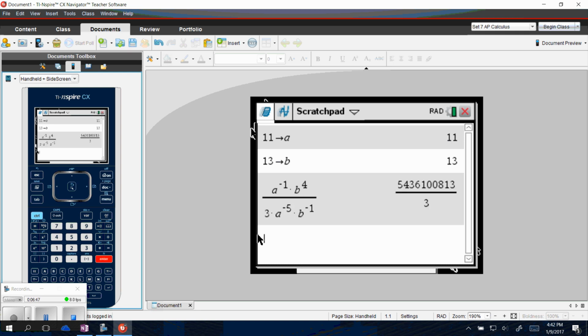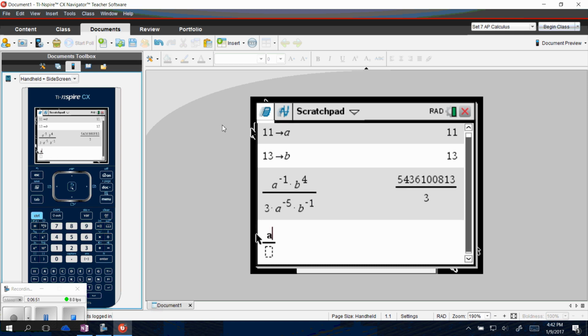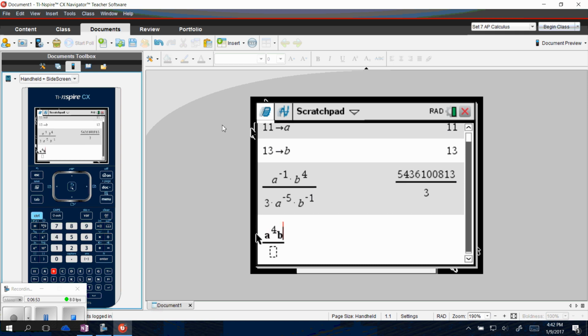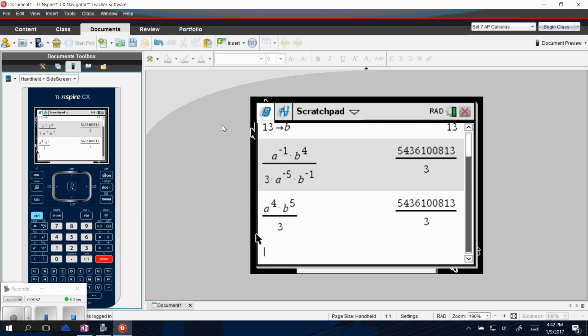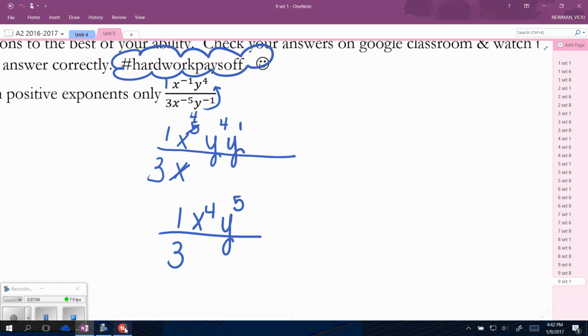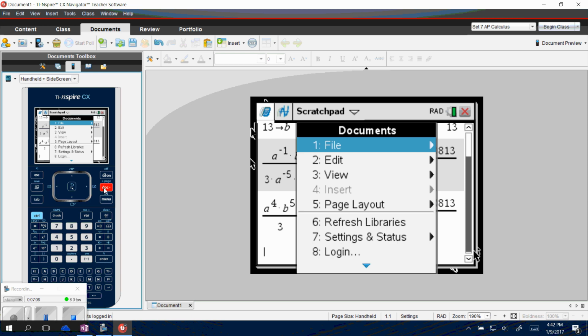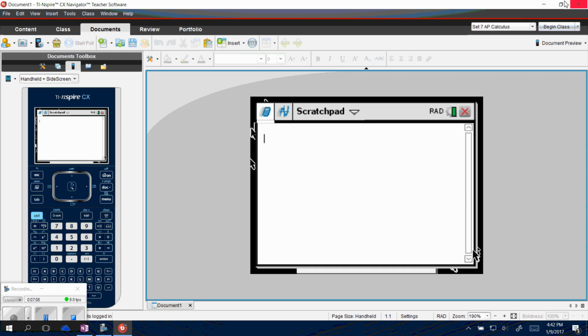Okay, that's the original. But then look at my answer. So let's see if my answer is equivalent. A to the 4th, b to the 5th, over 3. Yeah, those are equivalent. So I know I did a good job. I know I got it right. Okay, so there's always a really good way to check your answer by using that store feature. I never recommend that you use x and y just in case you do something in your spreadsheet. I always use a different letter, but that part's up to you. As long as you clear it out afterwards, you'll be fine.